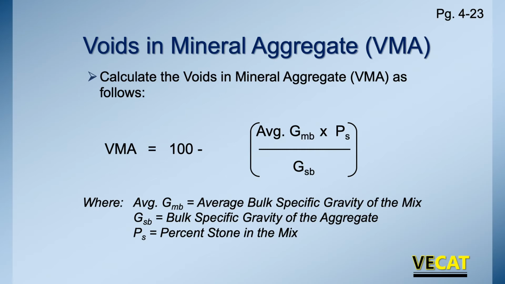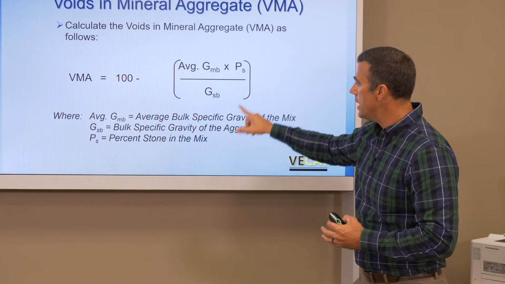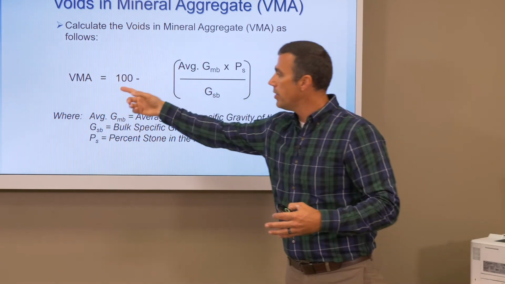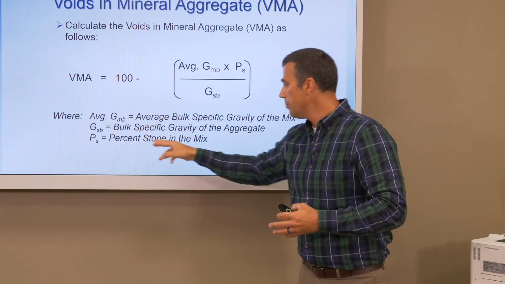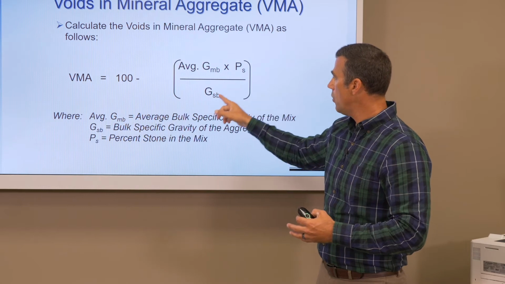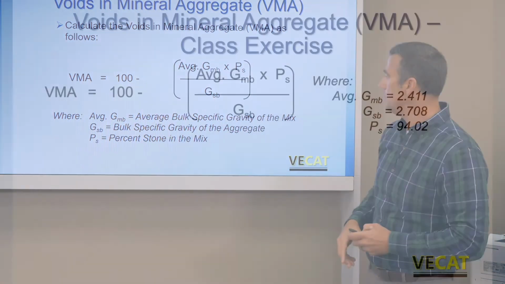To calculate voids in the mineral aggregate, here's our formula for that. You can see the values that we need. Again, that average bulk gravity of the mix from our compaction procedure, those 3 samples that we compact and average together. We're also going to need this PS. Again, that's the percent stone in the mix. This is a property of the aggregate skeleton, so we need the percent stone in the mix. And then also we need a gravity of that stone. That's that bulk gravity of stone that we just calculated a few minutes ago.